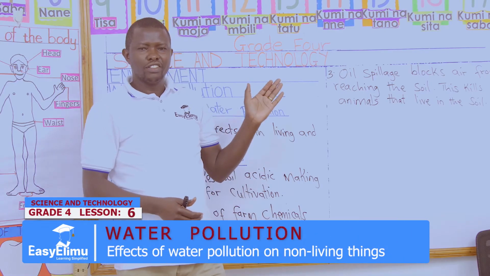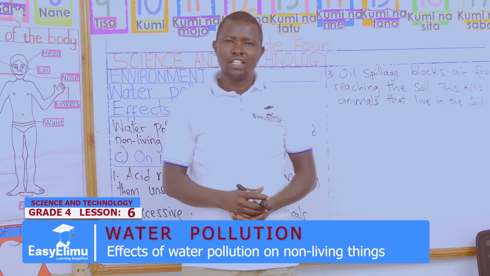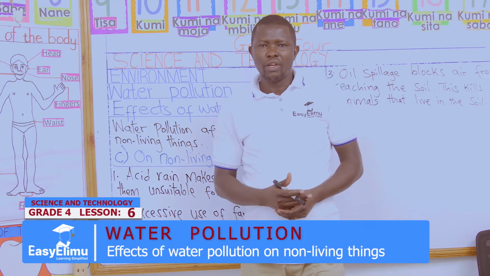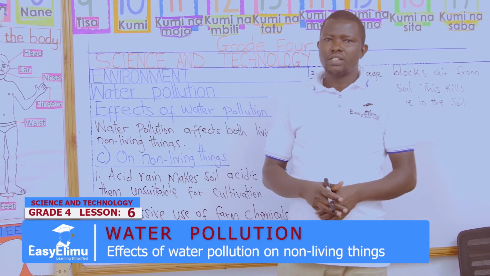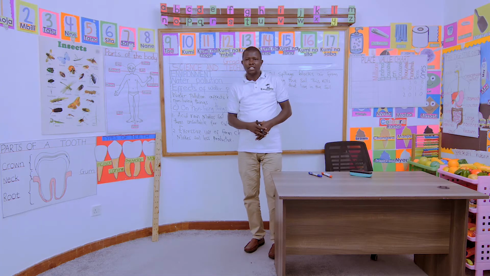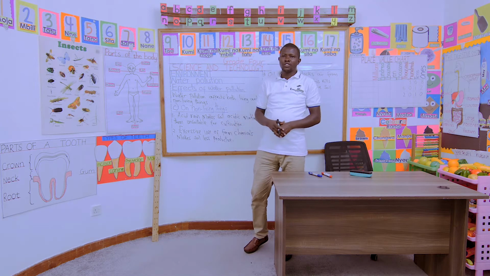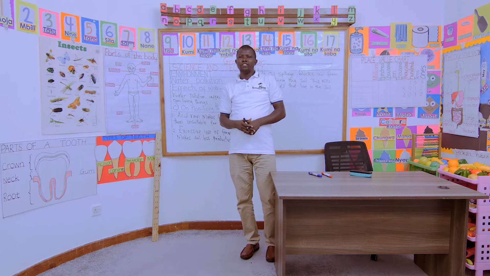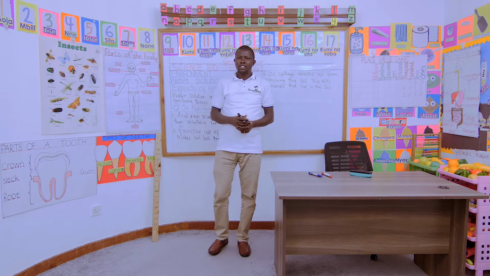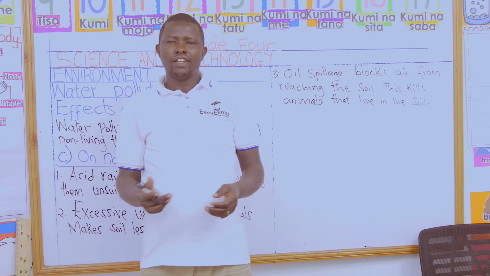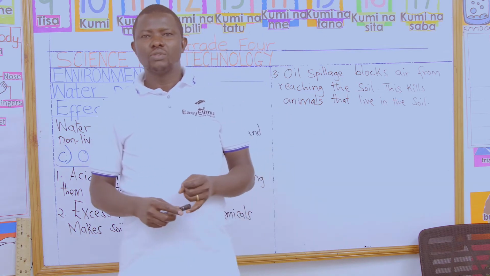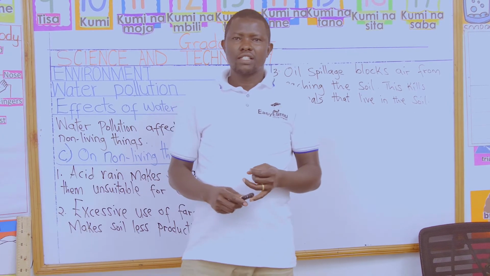In our grade 4 Science and Technology lesson, today we'll look at environment as our main strand. Our sub-strand is water pollution. Under water pollution, today we'll look at effects of water pollution on non-living things. In our previous lesson, we said water pollution affects both living and non-living things, and we learned how water pollution affects plants and animals.